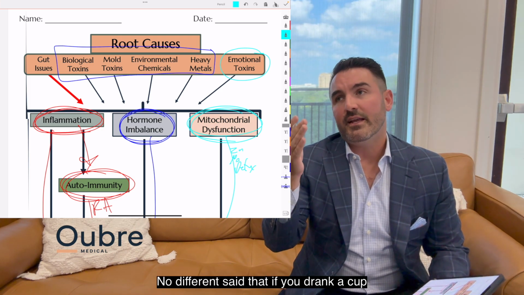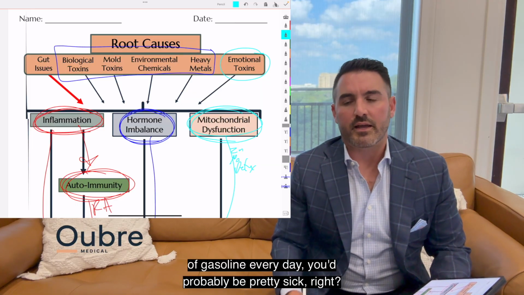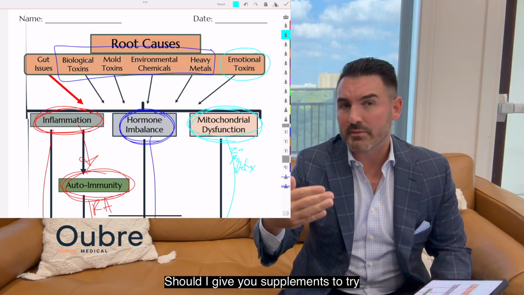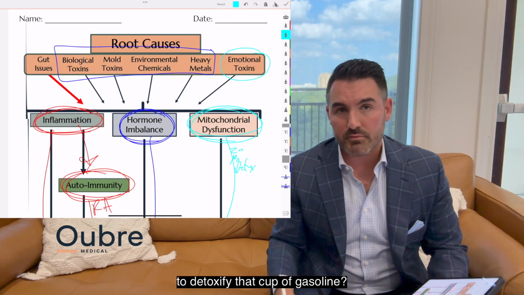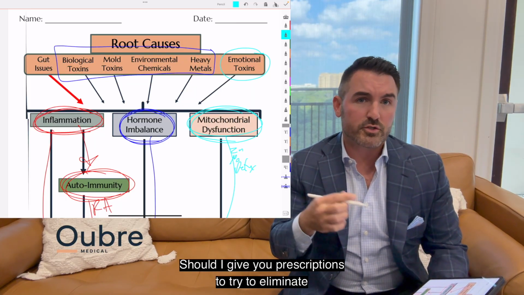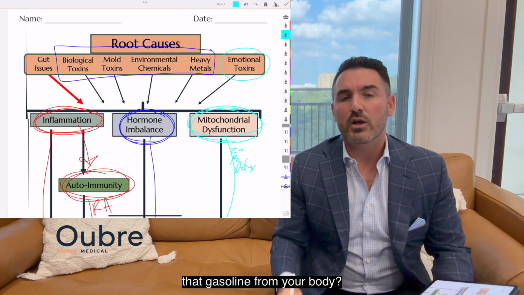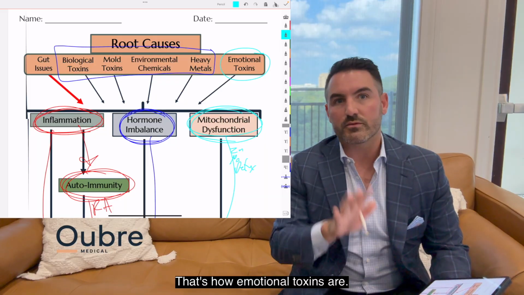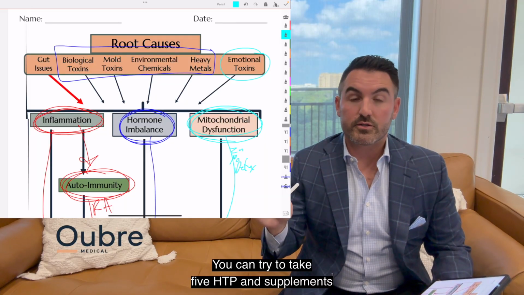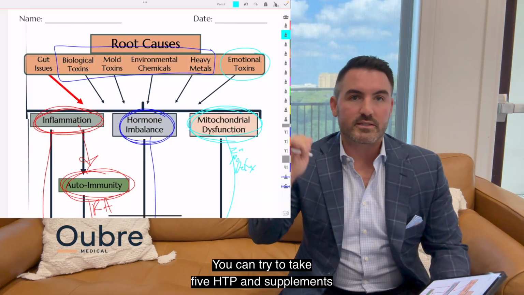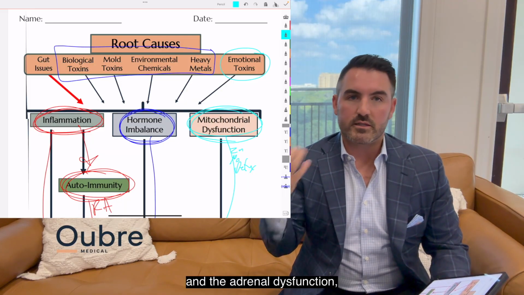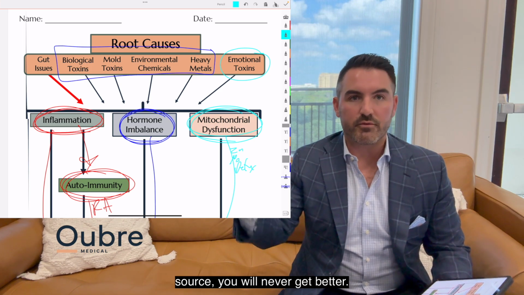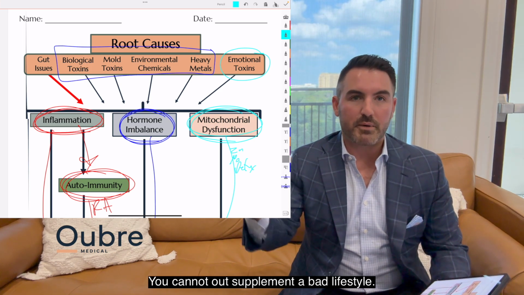Let me say it this way: if you drank a cup of gasoline every day, you'd probably be pretty sick, right? Should I give you supplements to try to detoxify that cup of gasoline? Should I give you prescriptions to try to eliminate that gasoline from your body? Or would you do better by not drinking the gasoline? That's how emotional toxins are. You can try to take 5-HTP and supplements and things to help deal with the stressors and the adrenal dysfunction, all the things that are happening to the body. But if you don't address the source, you will never get better. You cannot out-supplement a bad lifestyle.